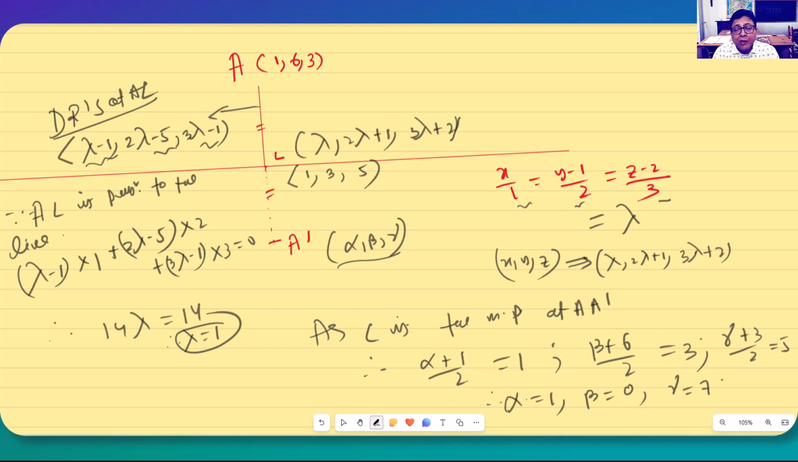So the image of the point is going to be what? The image of the point is 1, 0, 7. Clear? Hope you have understood. Now, what to do when vector form is given?